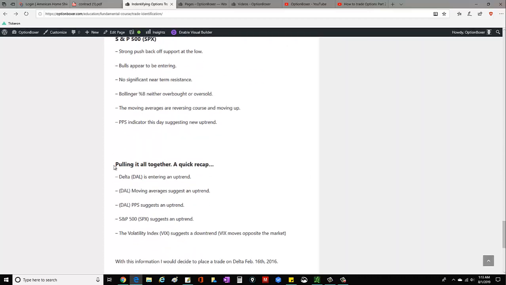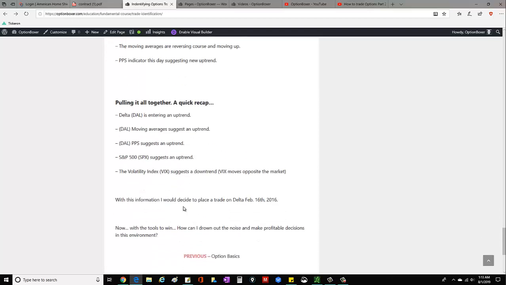So that being said, let's put it all together and recap quickly. We've determined that Delta is entering an uptrend. Delta DAL's moving averages suggest an uptrend. The Delta PPS is suggesting an uptrend. The S&P 500 also suggests an uptrend, and the VIX suggests a downtrend. Remember, the VIX moves opposite the S&P 500. So with this information, I would decide to place a trade on Delta February the 16th, 2016.